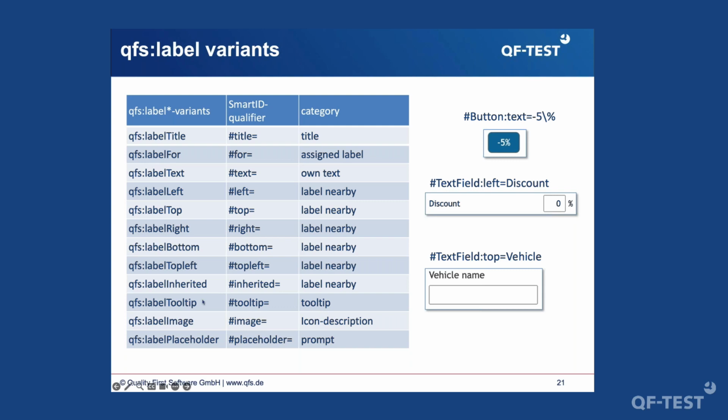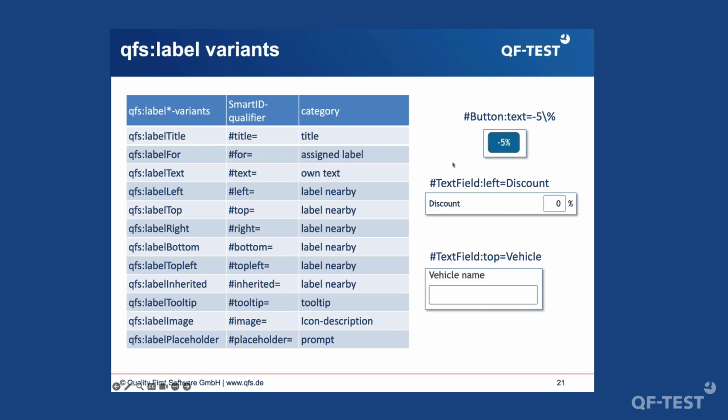We can also say I want to rely on the tooltip of a component. For example, its image or whatever. I can say I want to rely on the icon description of this image, which is then displayed as an alternative text, something like this. I can also use a placeholder, which may be displayed in a text field. We have several possibilities, there are even more in here.